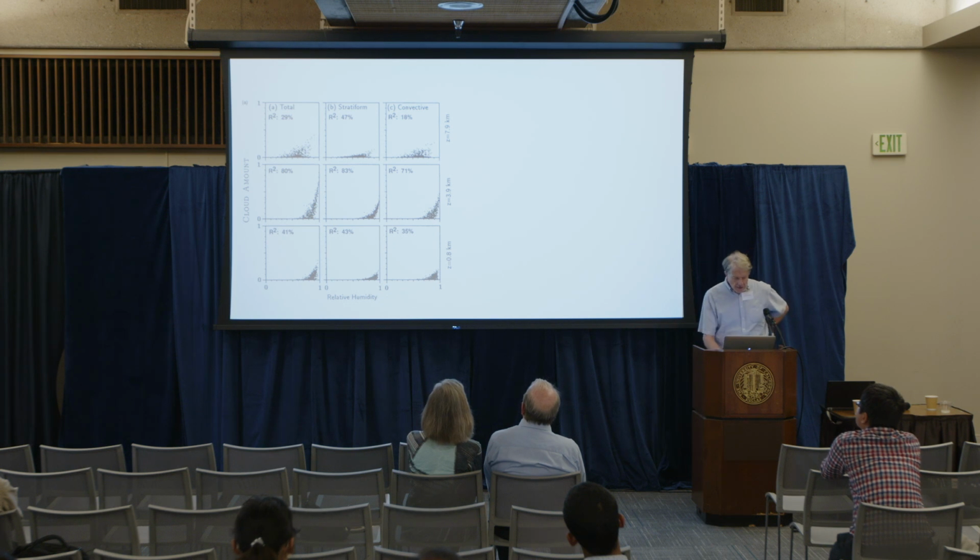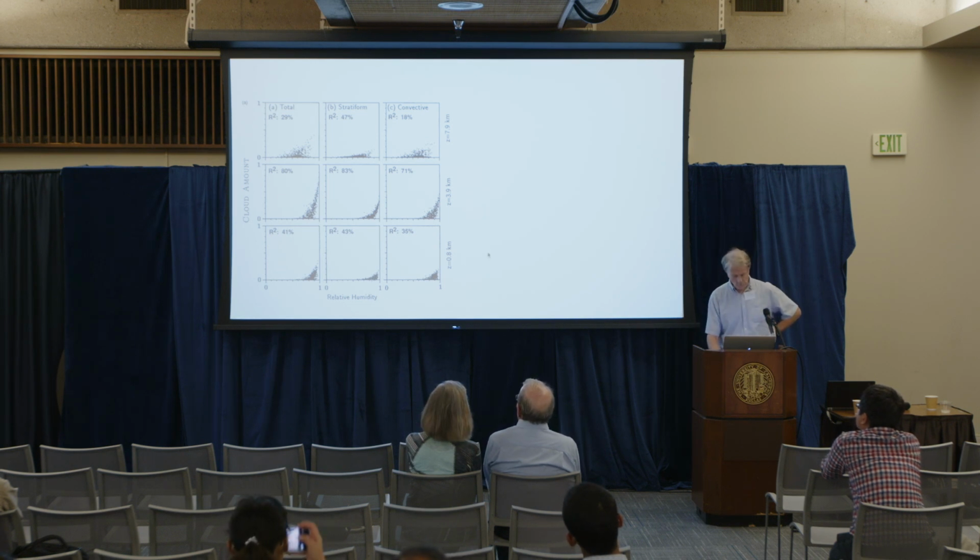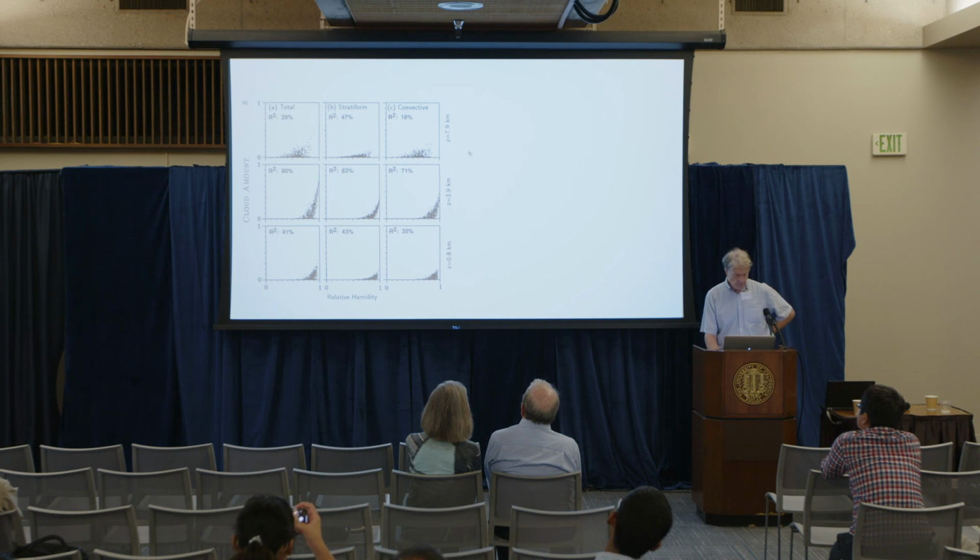So I'm not going to go through the details, but we were able to look at how good a relative humidity-based scheme is. This is what models or GCMs were using then, relative humidity, to predict cloud fraction. There weren't prognostic hydrometeors. Low clouds, middle clouds, high clouds. And so you can see that the predictability given by relative humidity varied. The best was at mid-levels.